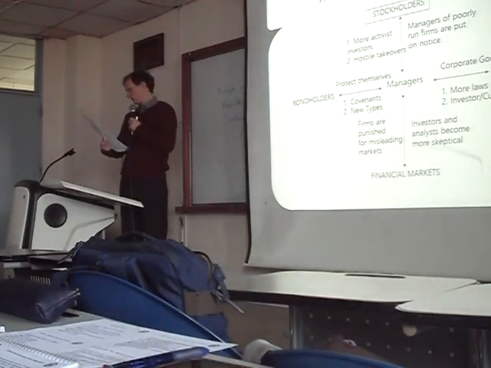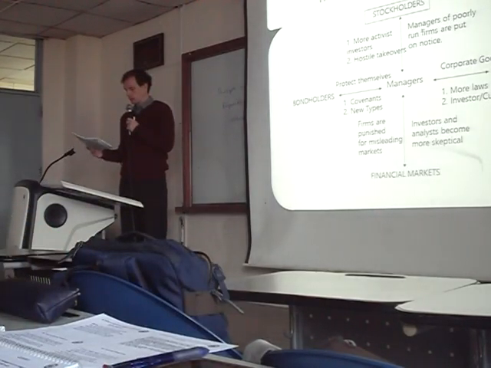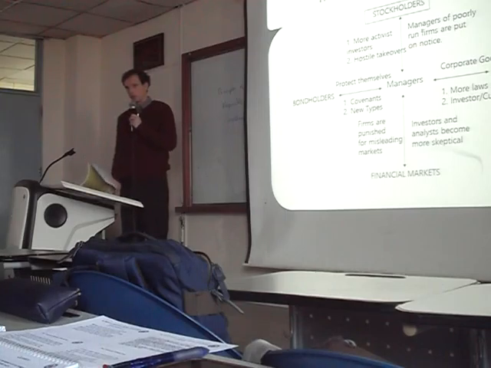On page 31, there are some suggestions for improving corporate governance. Number one, managers own stock, okay? Number two, improve the performance of the board of directors. Number three, at the top of page 32, more activist investors, okay? So there are three main points that we need to do.